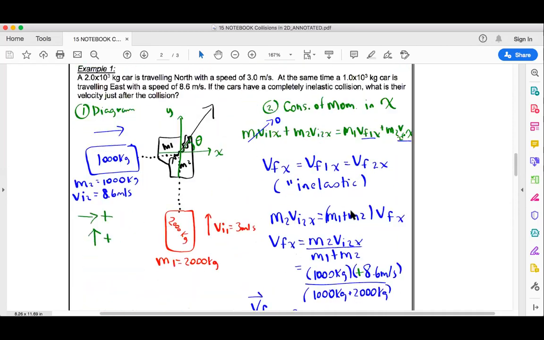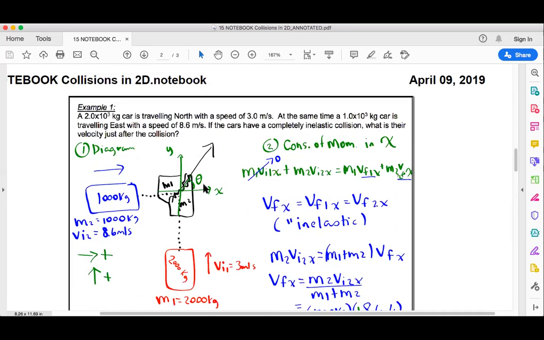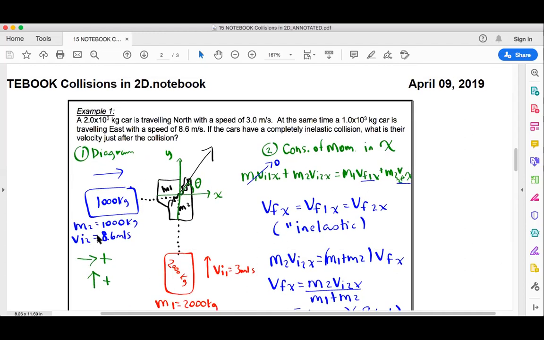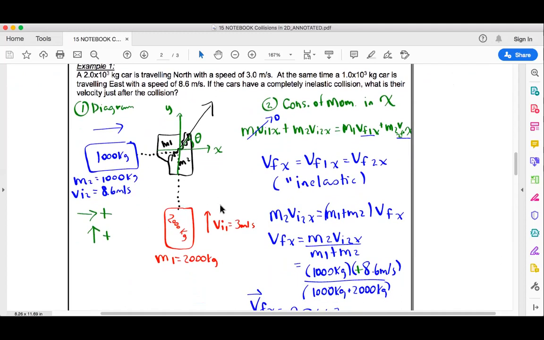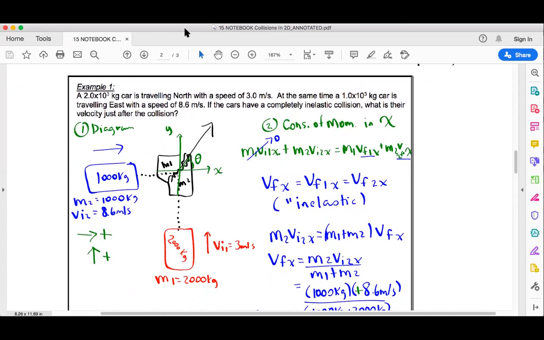So if we go back to those original thoughts that this is not going to be exactly 45 degrees, it's going to be more to the east. So this speed is more important in pushing this car crash to the east than this is pushing it to the north. And yeah, so that's example 1.